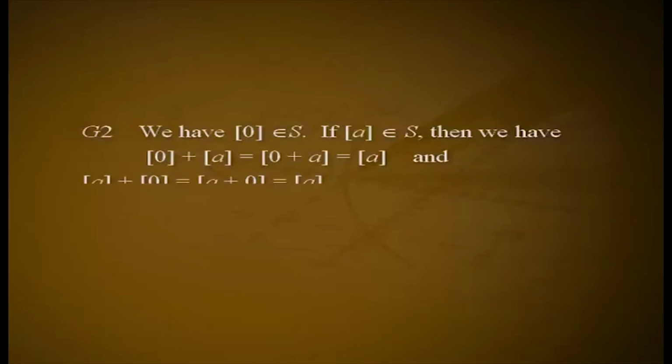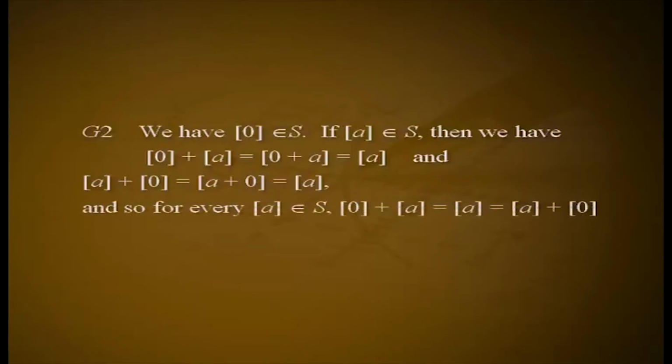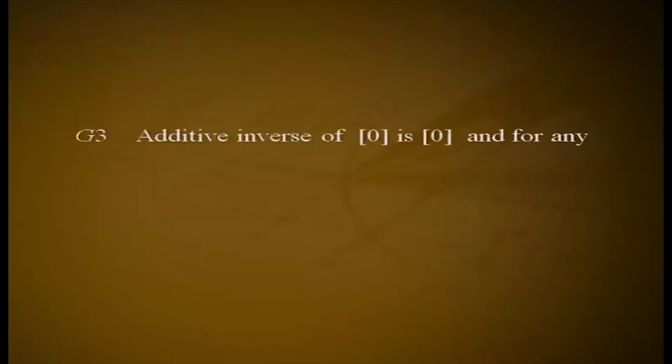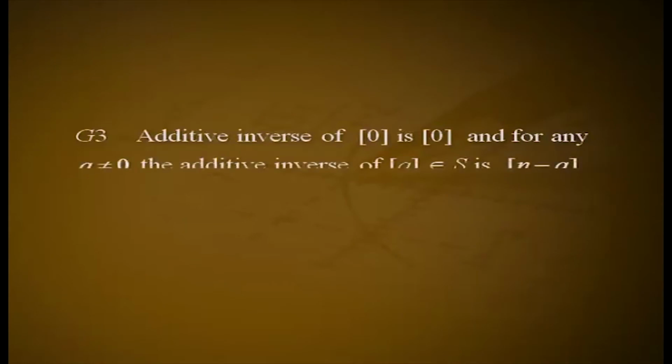G2: we have class 0 belongs to S. If class A belongs to S, then we have class 0 plus class A equal to class 0+A, which is equal to class A, and class A plus class 0 is equal to class A+0, which is equal to class A. And so, for every class A belonging to S, class 0 plus class A is equal to class A, which is equal to class A plus class 0, showing that class 0 is the identity element in S with respect to addition of residue classes.